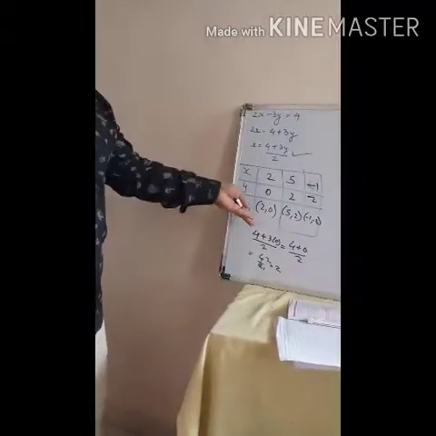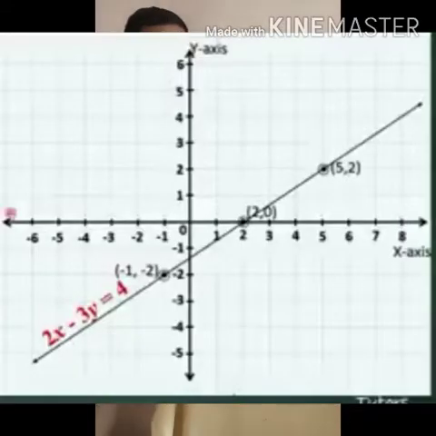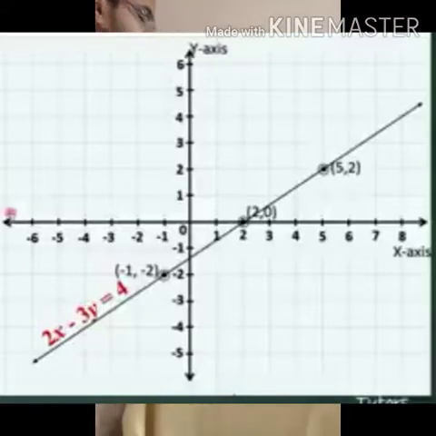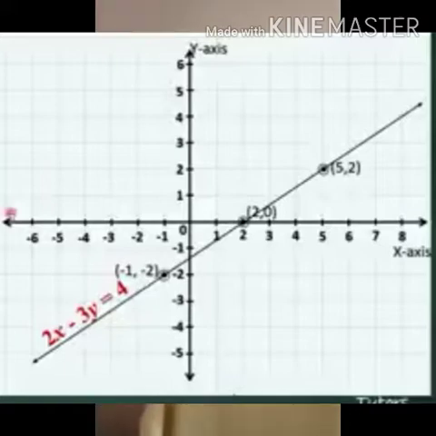Now again plot this line on the graph. See the graph. (2, 0): on x axis you have to plot 2, y axis 0. Next (5, 2): x axis 5, y axis 2. Next (minus 1, minus 2): x axis minus 1, y axis minus 2. Clear? Now we will move to the next.